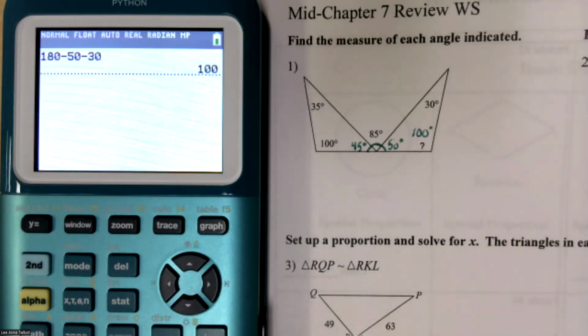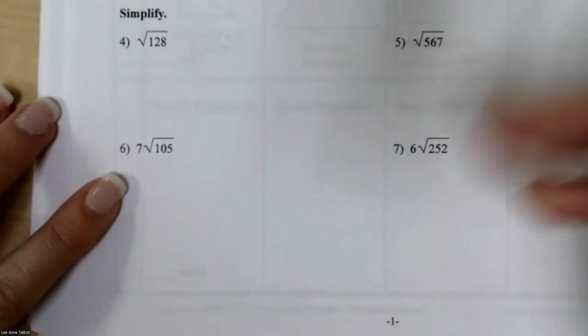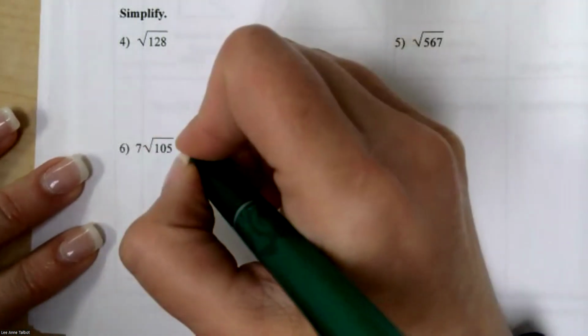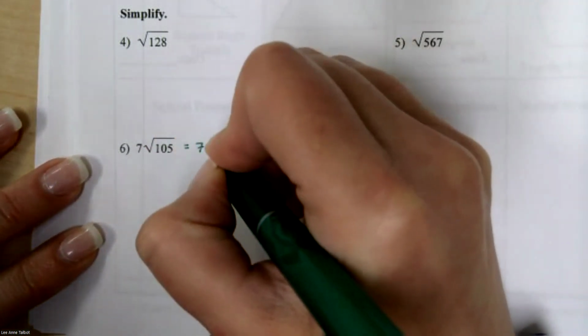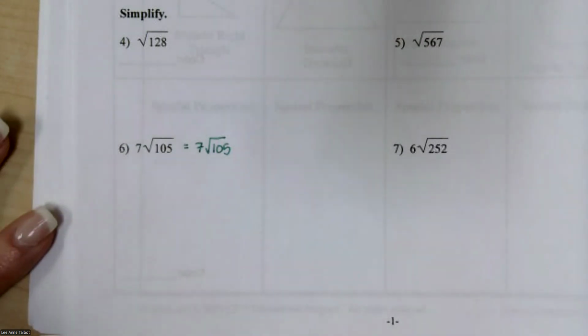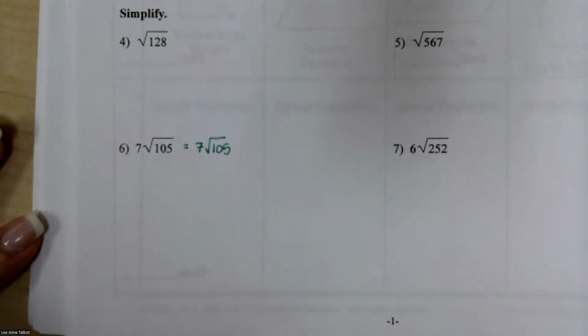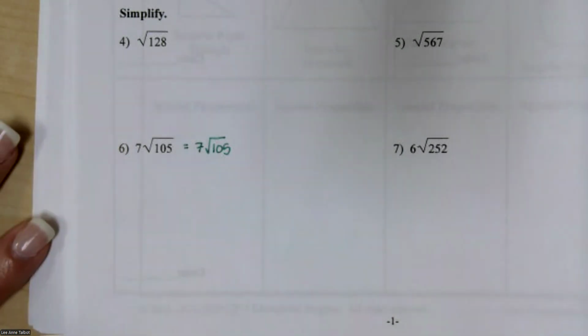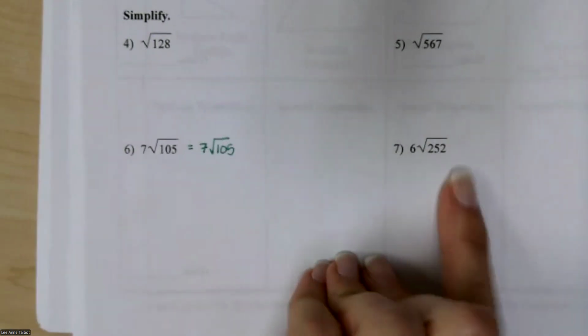Anything else? Take a look. Yes, Roxy? Okay, 6 is just like that one that we just did a second ago. I'm super glad you asked about it. So 105 isn't divisible by any of the things in the list. So the final answer is literally 7 root 105. It's already simplified. You can't do anything more to it. That's it.